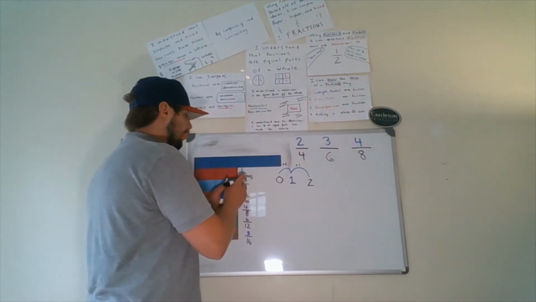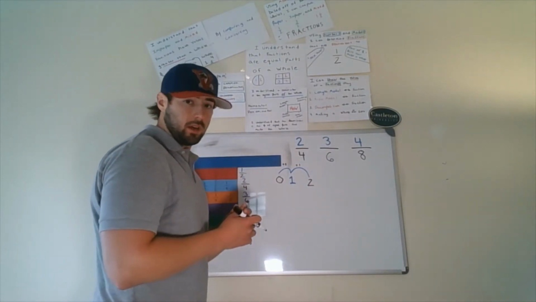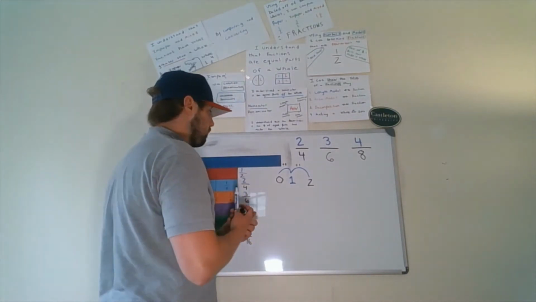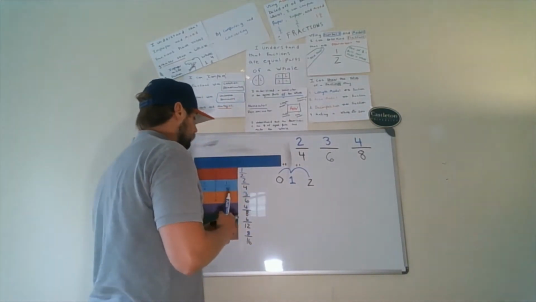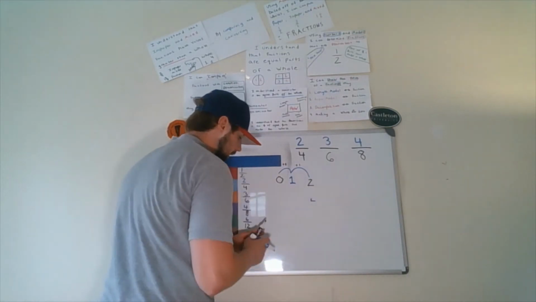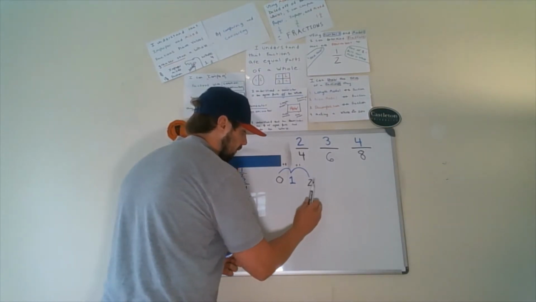Let's take a look at 2/4 with an open number line. We know 2/4 is equivalent to 1/2. So, in the case of 2/4, 4 parts make the whole.